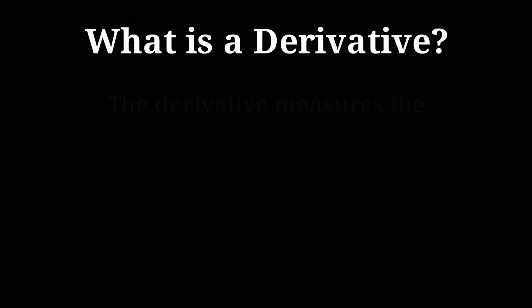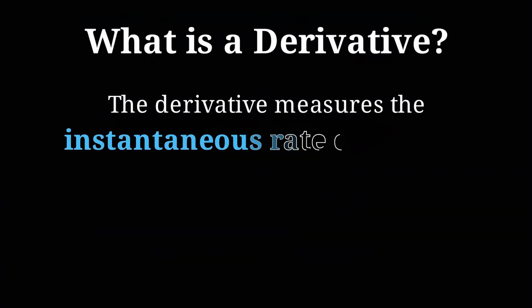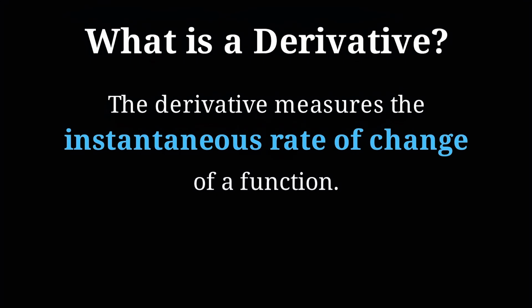The derivative measures the instantaneous rate of change of a function, not the average change over an interval, the exact rate of change at one single point. Geometrically, this means the slope of the tangent line to the curve at that point. Every time you see a speedometer reading, not your average speed for the trip, but your speed right now, that is a derivative in action.